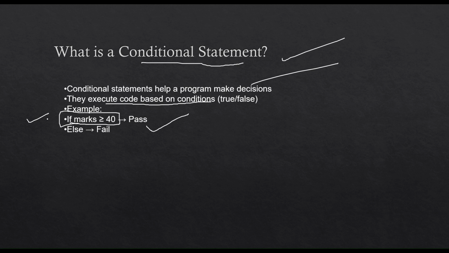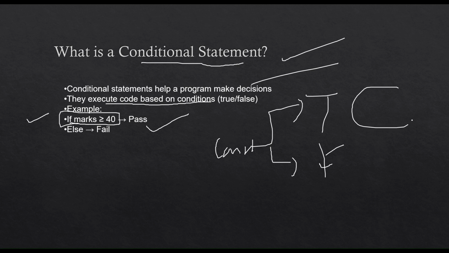We write the code in such a way that if the mark is above 40, then he will pass. That means if there will be a condition, let's understand the condition: it will be either true or maybe false. Yeah, it can be true or can be false. So if we write the code, if the condition is true, some task will be performed. If the condition is false, what task should I perform? So this is the simple thing.